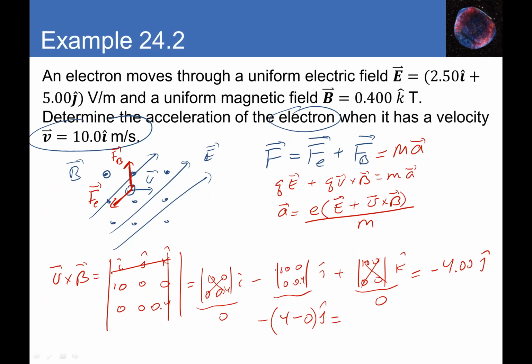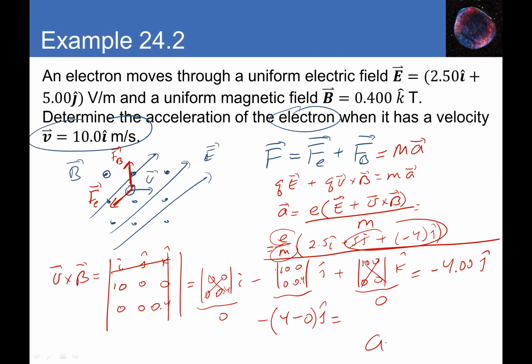Now what I can do is take E over M. The electric field over M is 2.5 I hat plus 5 J hat, plus the V cross B term, which is negative 4 J hat. You can see those two J hat terms can be combined, so I get just 1 J hat. So 2.5 I hat plus 1 J hat. Then for the electron, you put the charge of the electron divided by the mass of the electron times that, and then we can get the acceleration.